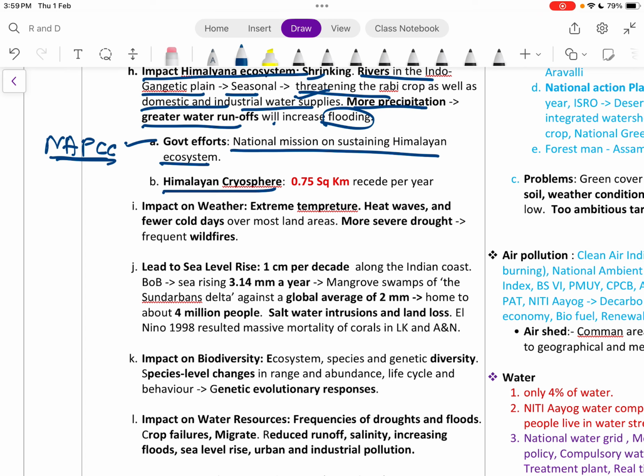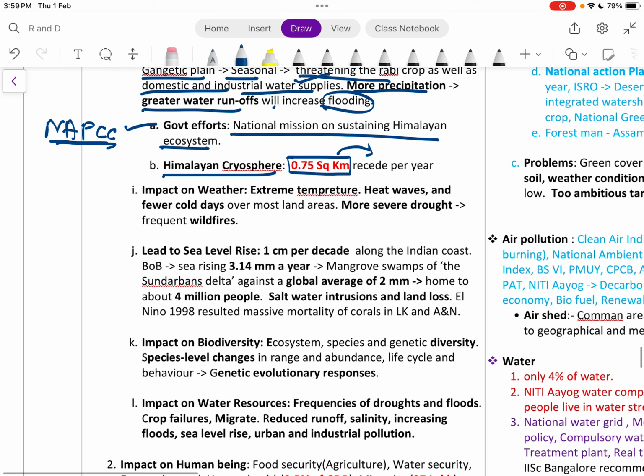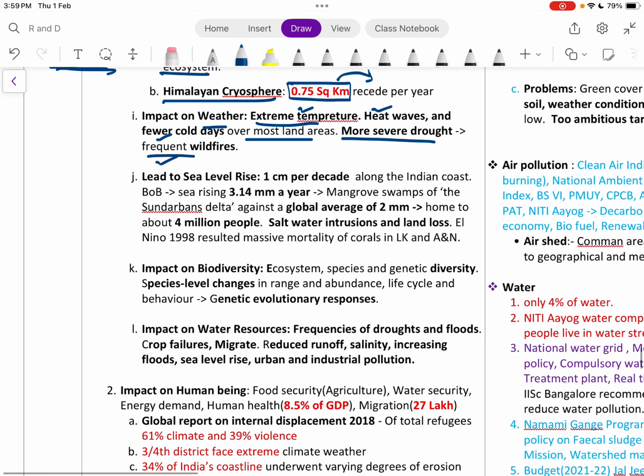Himalayan cryosphere recedes about 0.75 square kilometers per year. Impact on weather: extreme temperatures, heat waves, fewer cold days over most land areas, more severe droughts, and frequent wildfires. These lead to sea level rise of 1 centimeter per decade along the Indian coast.